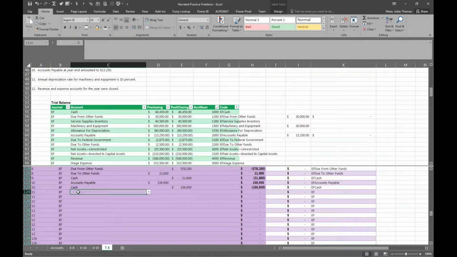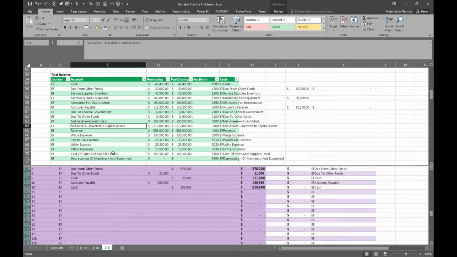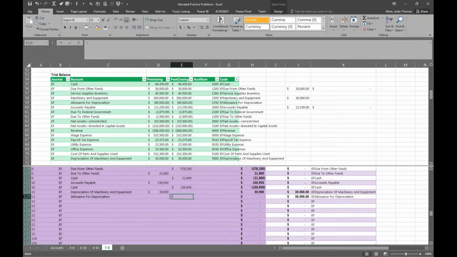So let's go here, and we will debit, what do we call it? Depreciation up here. We just call it depreciation of machinery and equipment. So let's go here, 30,000, and allowance for depreciation is also 30,000, and that's that entry.